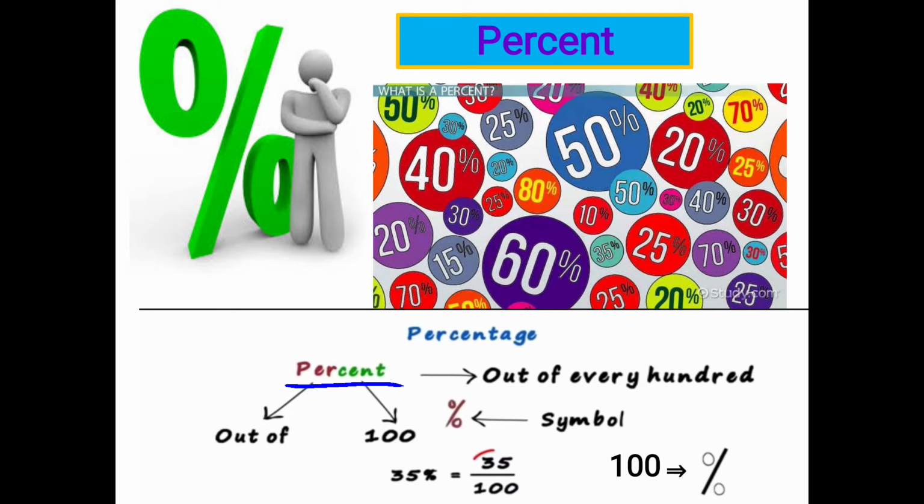Now we can see one example, that is 35 percent. 35 percent is equal to 35 parts out of 100 parts. We can write that as 35 divided by 100. So this is called the percentage.